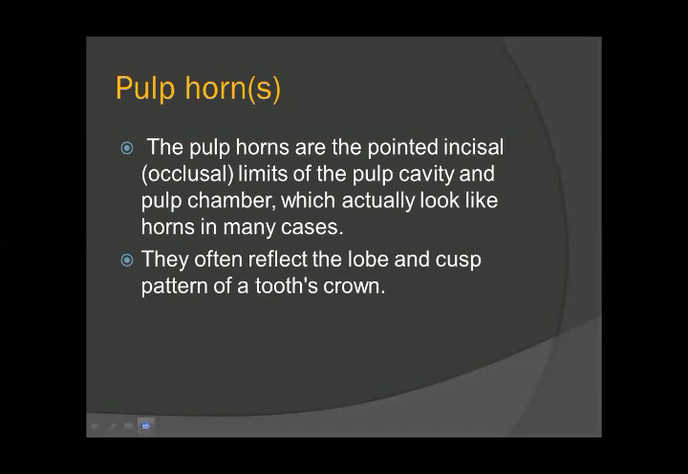Pulp horns. The pulp horns are the pointed incisal or occlusal extensions of the pulp cavity and pulp chamber, which actually look like horns in many cases. They often reflect the lobe and cusp pattern of a tooth's crown.